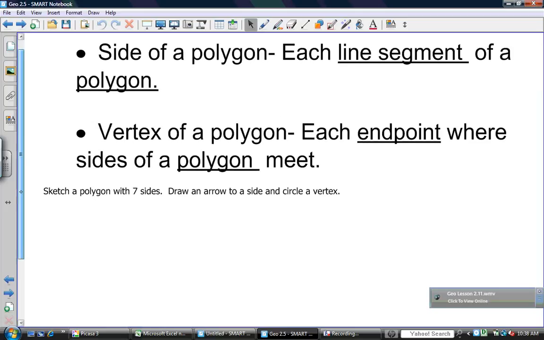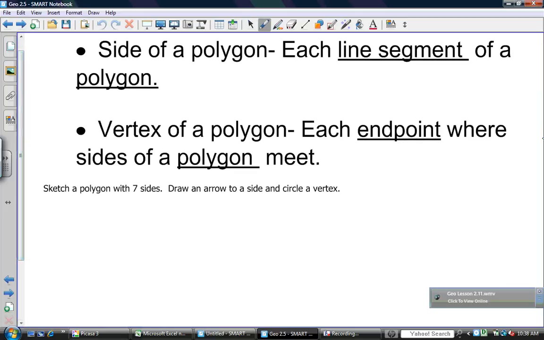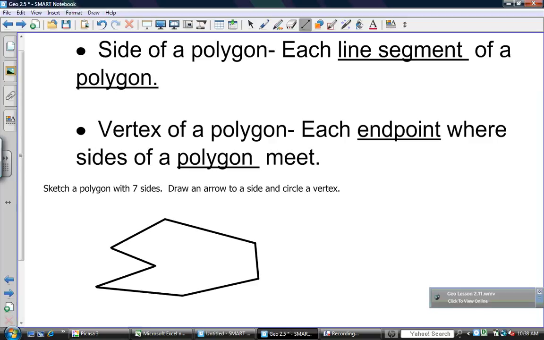So I'm going to sketch some polygon that has 7 sides. Oh, just use this. So here's one side, 2 sides, 3 sides, 4, 5, 6, and 7.